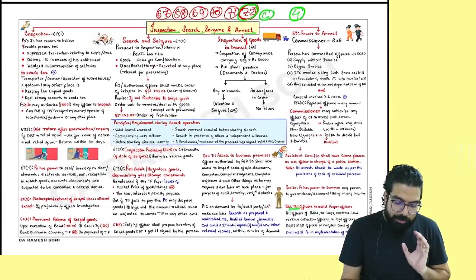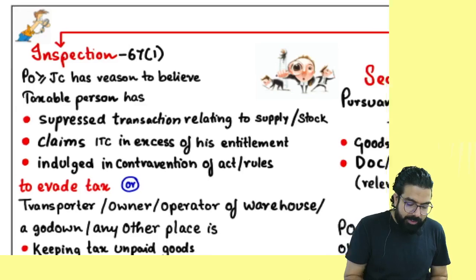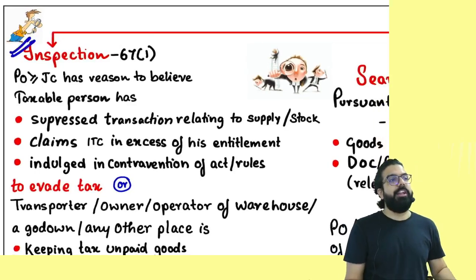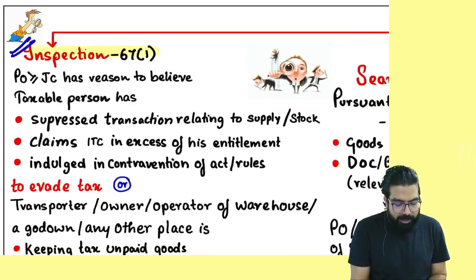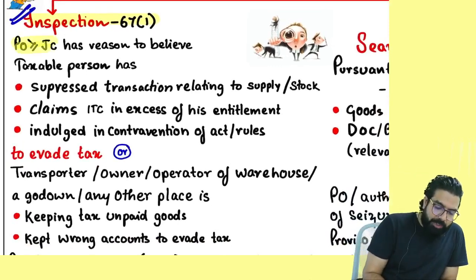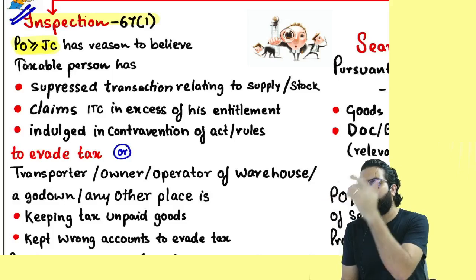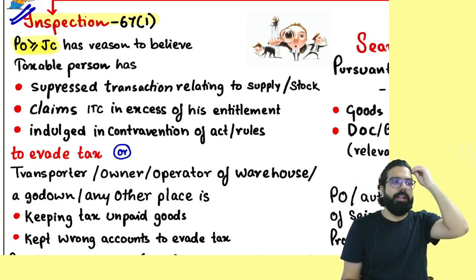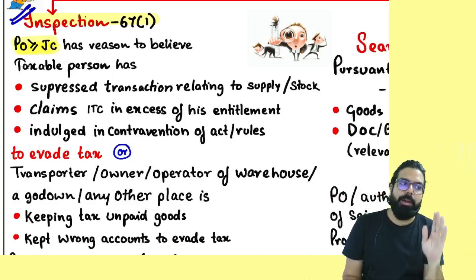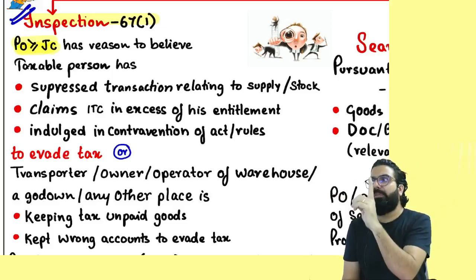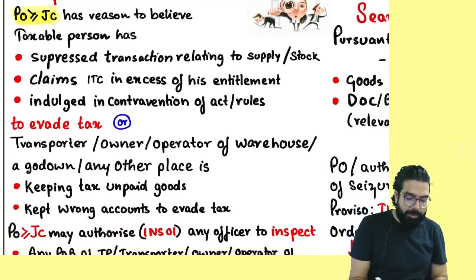Now everyone over here, section number 67 goes ahead and talks about inspection. Section number 67 says, if the proper officer greater than or equal to joint commissioner. Can you tell me who can order inspection? Proper officer greater than or equal to joint commissioner. Remember, who can order inspection? Proper officer greater than or equal to joint commissioner.